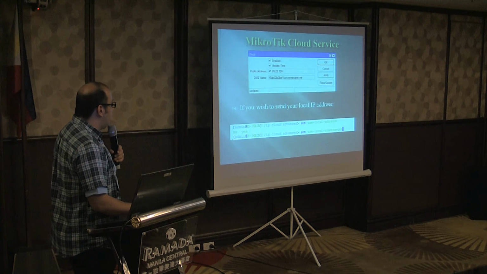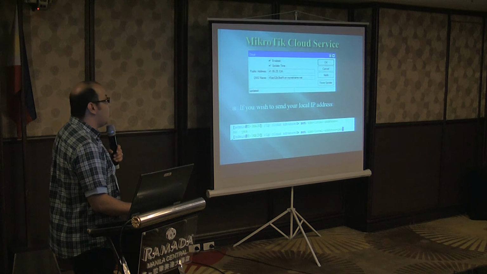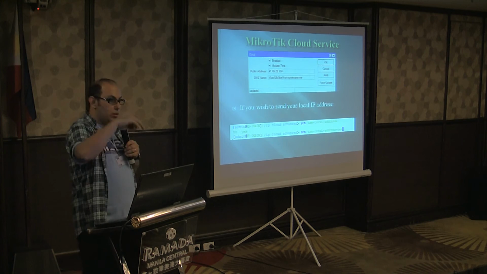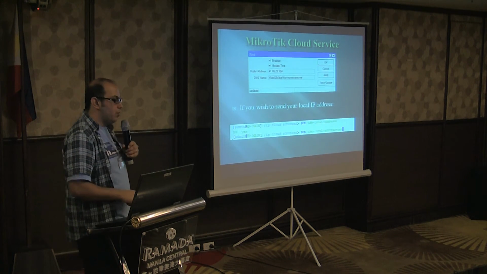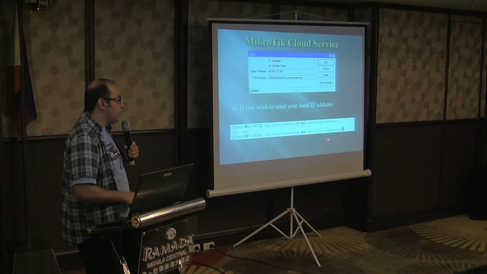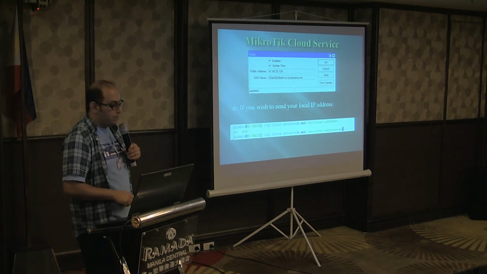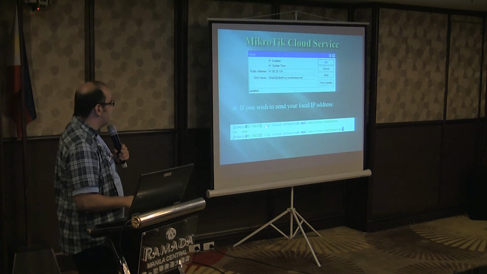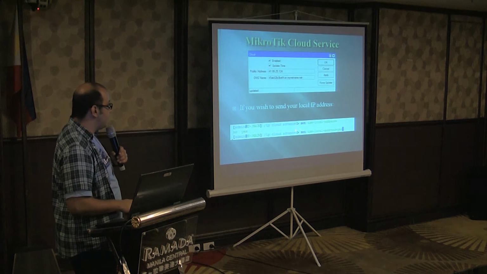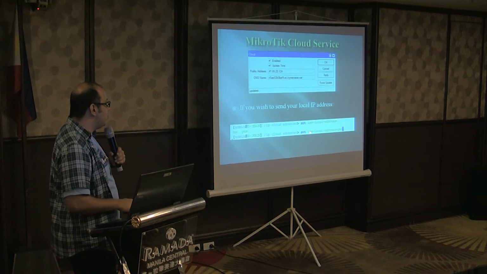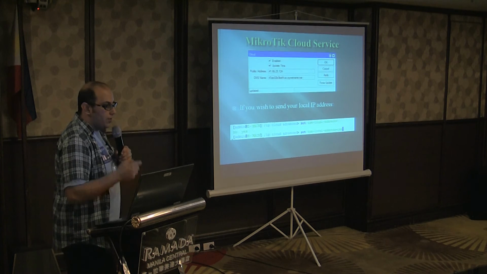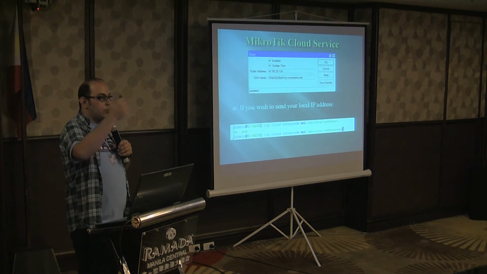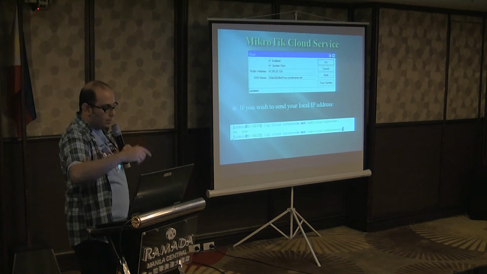In this service, if you wish to send your local IP addresses, your local subnet, you need to enable this option, but this option doesn't have a menu in Winbox. You need to enable it on the command line. Easily we can go to IP Cloud Advanced Features, and then you need to set use local address and enable it. Very simple. It means you are already sending your local IPs, your private addresses, to that DNS server.